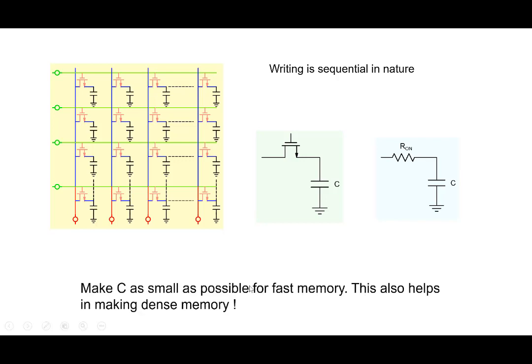Obviously, the capacitor is the basic unit of memory, so if you make capacitors small, you can pack more bits into a particular area. Also, writing a particular bit into a capacitor by charging and discharging takes a certain time, because the transistors also have resistance. If you make the capacitor small, the charging and discharging will take place faster, and the memory will become faster.